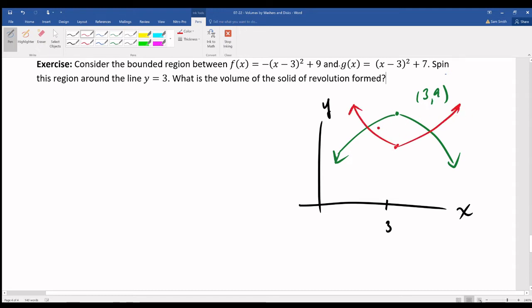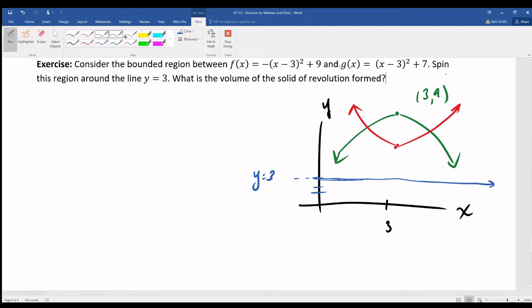We're going to now take the region between these two functions, and we're not going to spin it around an axis at all. We are going to spin it around a slightly shifted line, y equals 3. So that line will come in right here in blue. We are going to spin the region around that line.